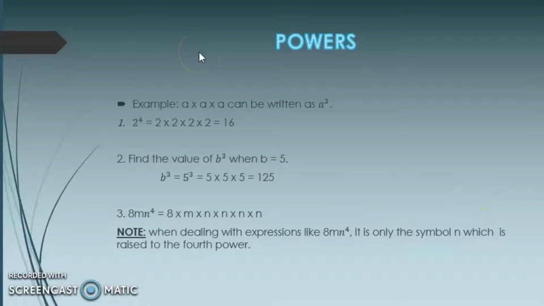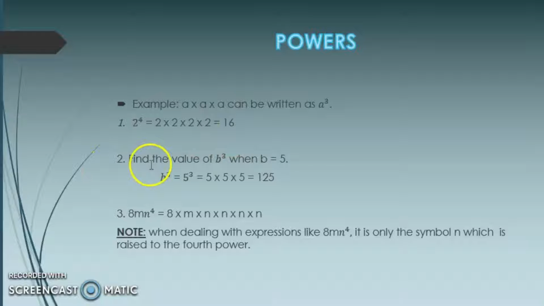First off, powers. So this quantity, a multiplied by a multiplied by a, is usually written as the third power of a, or a to the third power. And this 3 indicates the number of times a number must be multiplied together. So for instance, 2 to the 4th power means that 2 must be multiplied together 4 times. And that's how we arrive at the answer 16.